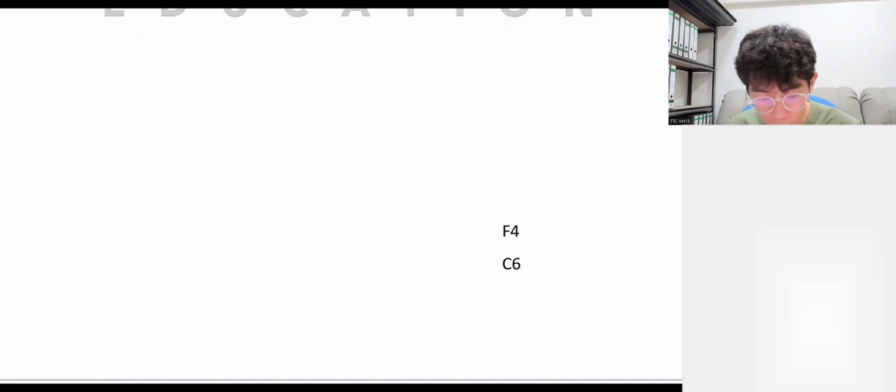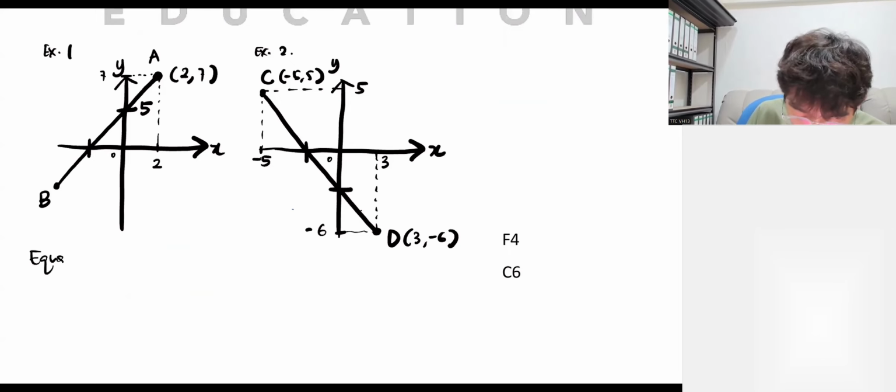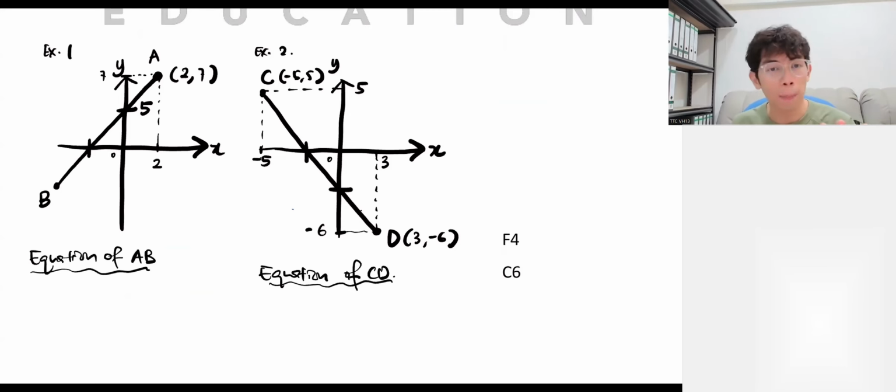Okay, cool. So I have it already. There are 2 examples here. My question 1 is to get the equation of AB. My question 2 is to get the equation of CD. I'll give you probably 2-3 minutes. You can draw it first. If you know how to do it, you can do it yourself. But if you don't know how to do it, you can wait for me, don't worry.